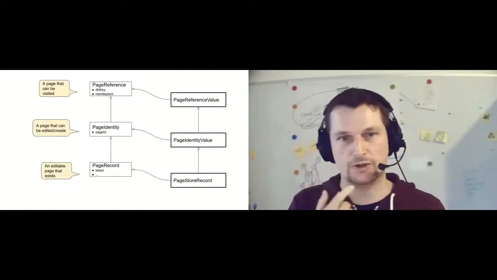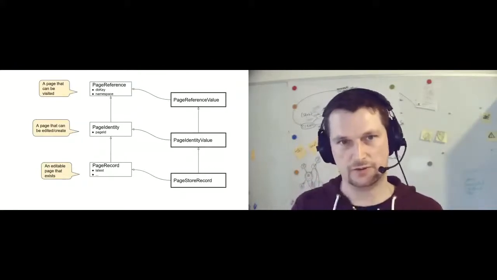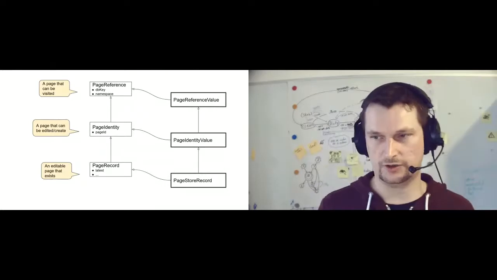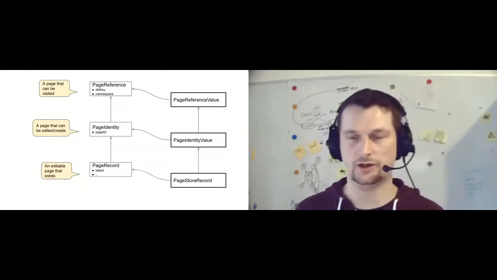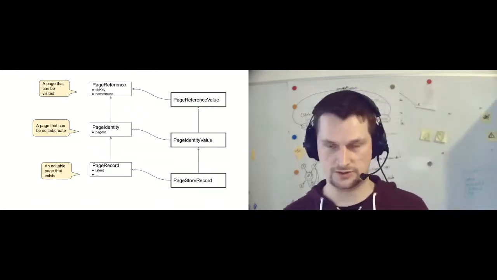So the 3 replacements for the title class, page reference, page identity, and page record, form a hierarchy of interfaces, and there is a corresponding hierarchy of concrete implementations.